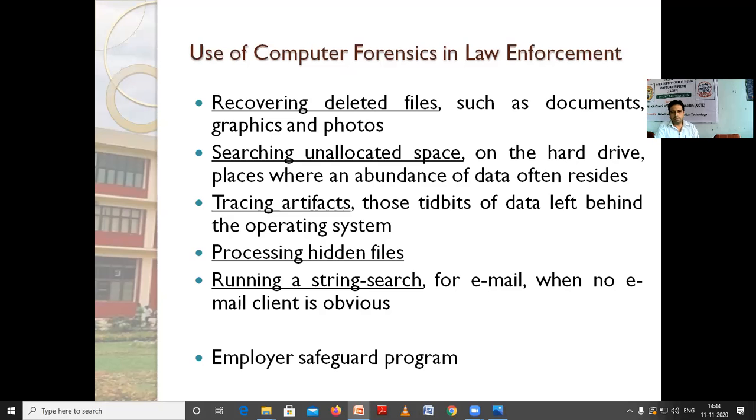We should be able to search the unallocated space of the hard drive, where an abundance of data often resides. We should be able to trace artifacts, that is, the tidbits of data left behind by the operating system, process hidden files, and run a string search for email when no email client is obvious, as well as perform the employer safeguard program. So what does it suggest? It is suggesting some ways.